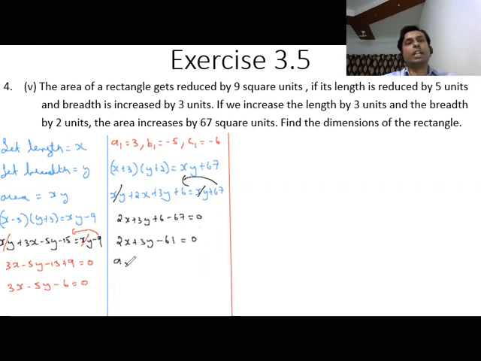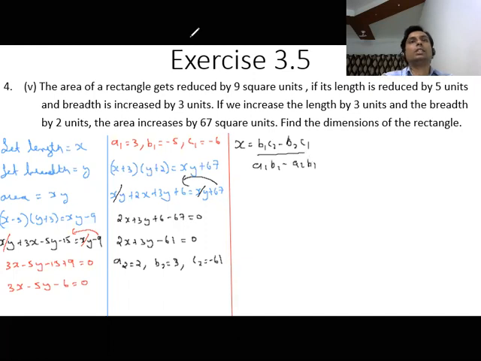So here I will get A2 now. A2 is 2, B2 is 3 and C2 is minus 61. Now if I have A1, B1, C1, A2, B2, C2, I know how to find x. How to find x? X is equal to, start with coefficient of y, B1 C2 minus B2 C1 divided by A1 B2 minus A2 B1. Start with the coefficient of y.